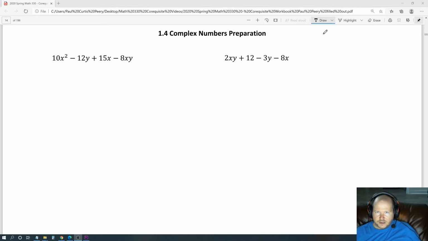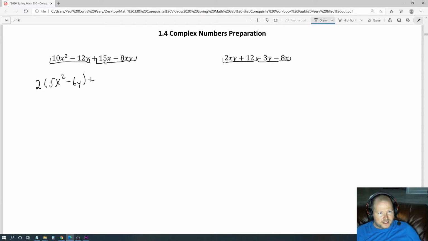Complex numbers preparation. Okay, so let us factor this by grouping. So we have 4 terms, so I'm going to break it up into 2 terms and then 2 terms. What we do is we find the GCF of the first 2 terms, 10x squared minus 12y, and we can divide both a 10 and a 12 by a 2. We have an x squared and a y, which means we can't really divide anything else in there. So we say 10x squared divided by 2 is 5x squared, minus negative 12y divided by 2 is negative 6y.